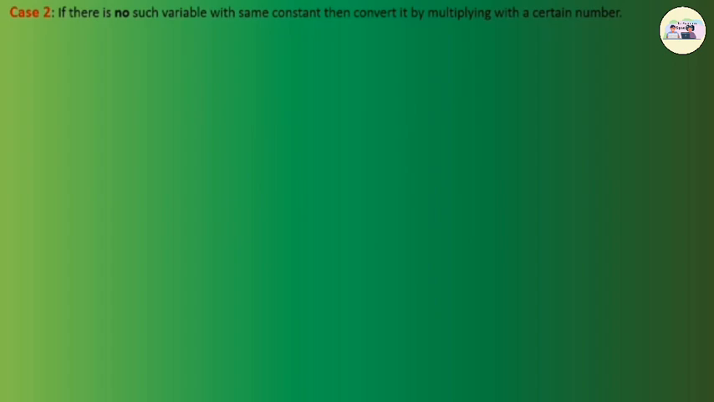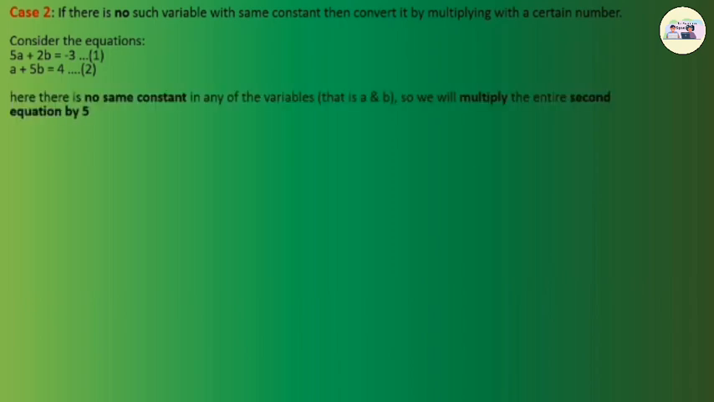Case 2. If there is no such variable with the same constant, then convert it by multiplying with a certain number. Consider the equations 5a plus 2b equals minus 3. We'll name it as equation 1. a plus 5b equals 4. We'll name this as equation 2. Here, there is no same constant in any of the variables, that is a and b.